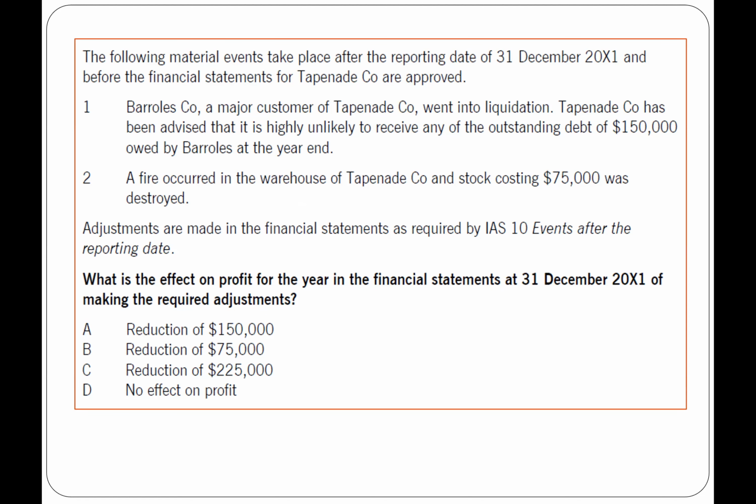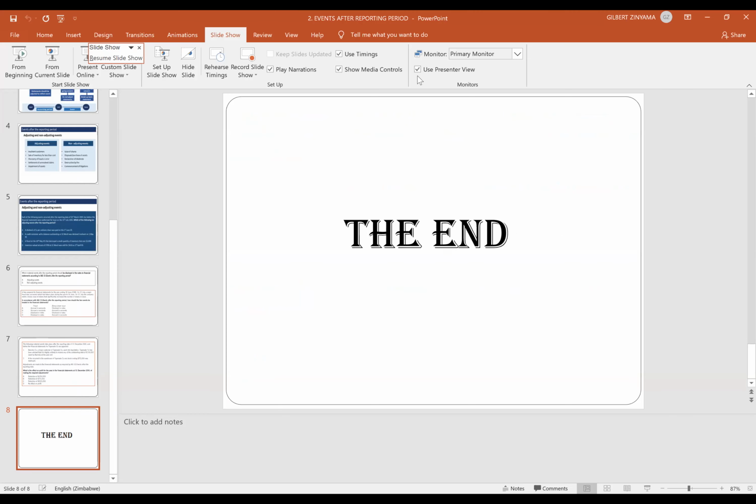If they are adjusting, if they are non-adjusting, do they affect the going concern basis or not? If they affect the going concern basis, we use break-up analysis. If they don't, then we simply disclose them. Right, so that's as far as this specific standard is concerned.